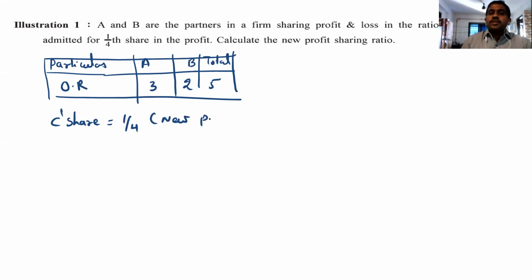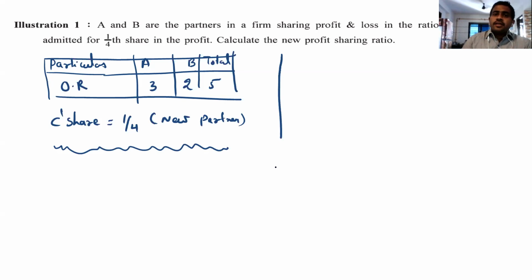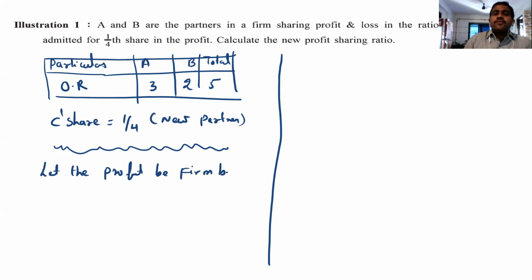Now the question is who will give this 1/4? C's share is 1/4. Who will give it? A and B. But A how much and B how much? When this question arises, we have to solve by a different method. The first thing we have to write: let the profit of the firm be 1. We are making an assumption.